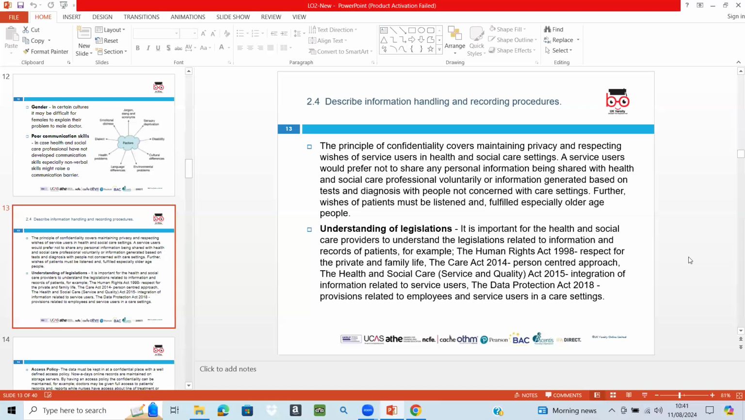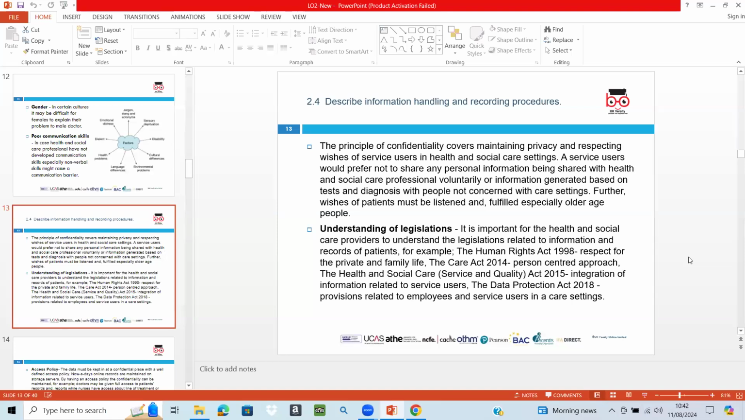So we have the principle of confidentiality. Confidentiality means that service user information should be kept private and only shared with those directly involved in their care. For example, a service user's diagnosis should not be discussed in public areas where others might overhear, and maintaining confidentiality builds trust and complies with legal requirements.